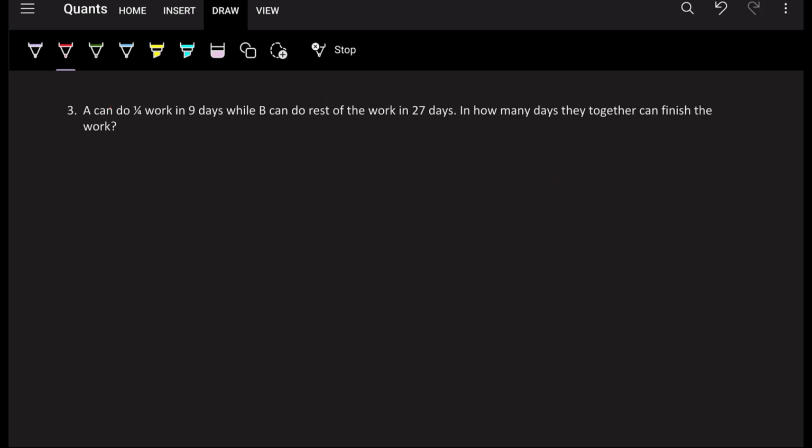Now we will do another question. Now the question is that A can do 1/4 of the work in 9 days, while B can do the rest of the work in 27 days. So if they are working together, in how many days can they finish the work?